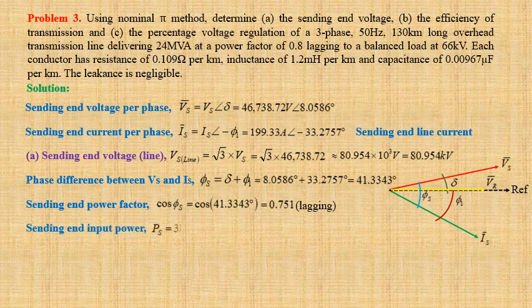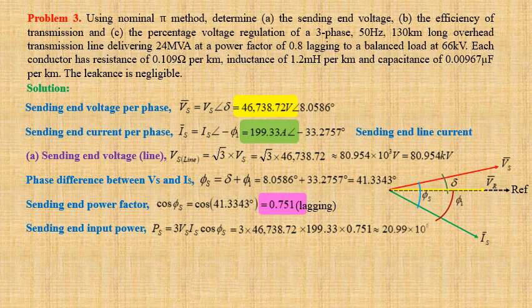Now we shall determine sending end input power. Ps equals 3 times Vs into Is cos phi s. Using values we get 3 into 46,738.72 into 199.33 into 0.751, which is approximately equal to 20.99 into 10 to the power 6 watts or 20.99 megawatt.